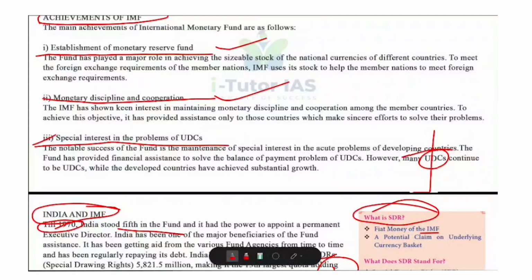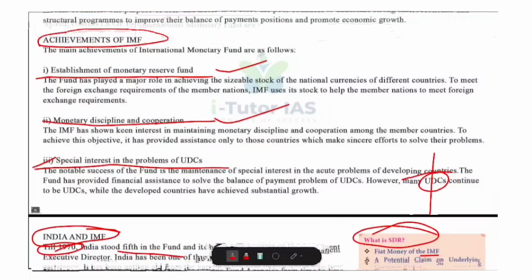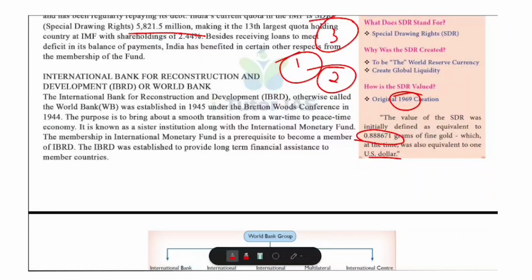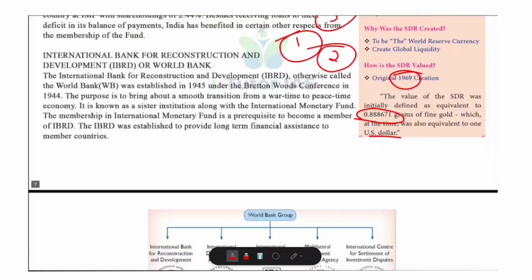We were studying chapter 8 and we had studied till the topic IMF. And today we are going to deal with a new topic, that is International Bank for Reconstruction and Development, or World Bank. So it was established in 1945 following the Bretton Woods Conference, and it was created as a sister institution to IMF. To become a member of IBRD, a country must first be the member of IMF.